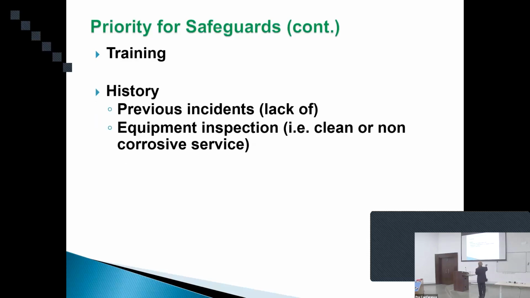Then history. Suppose if there is anything which has happened in one plant, use that history so that it doesn't happen in your plant. Okay. This is what is called previous lessons learned. Equipment inspection, clean or non-corrosive service. Because these are the things that will really tell you what can happen, when it can happen, how it can happen, and help you prevent it.